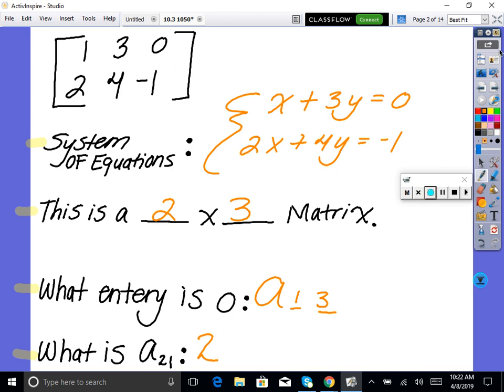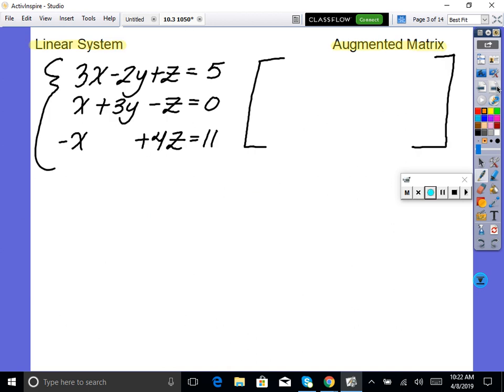And now we will get to how we're going to actually use this. Another formality we have to cover is, if you're missing something, make sure you put in a 0. So obviously right here, see how there's a 0? We would write this as 3, -2, 1, 5, 1, 3, -1, 0. Then right here is -1, then there's a 0, a 4, and 11.